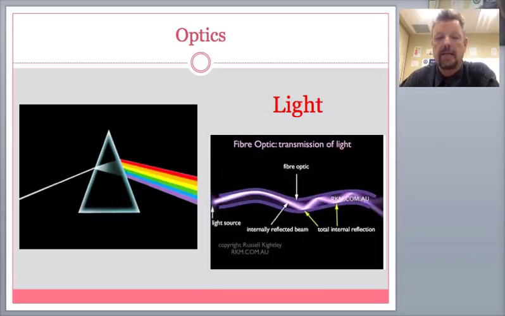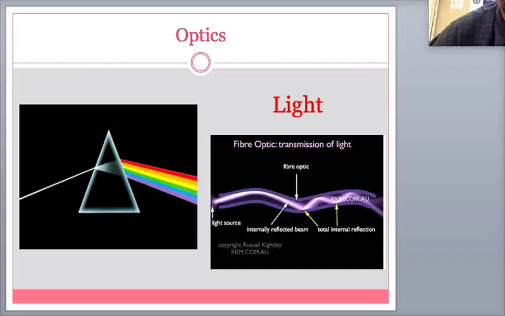It includes light. On the left you have white light passing through a prism and breaking it up into its various wave components. On the right is a fiber optic, which allows light to pass through the fiber optic from one end to the other without being exposed outside.